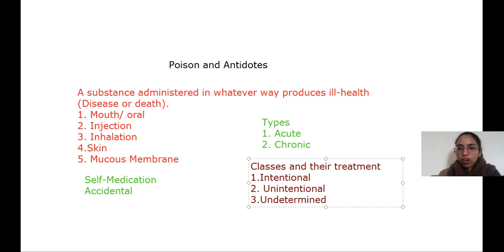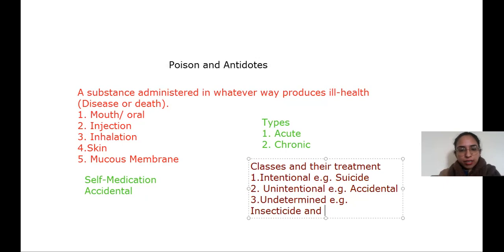Or we can write down the example of intentional, that is suicide. I will write here suicide. In the case of unintentional, that is accidental. Sorry. Accidental. And the third one is poisoning due to insecticide, or we can write down insecticide and pesticide poisoning. Fine. Now it is clear.